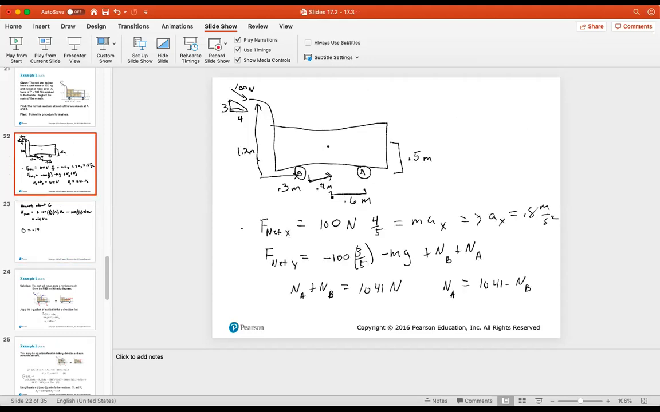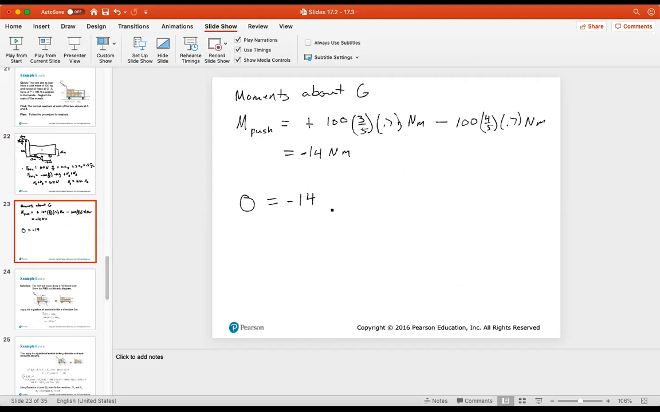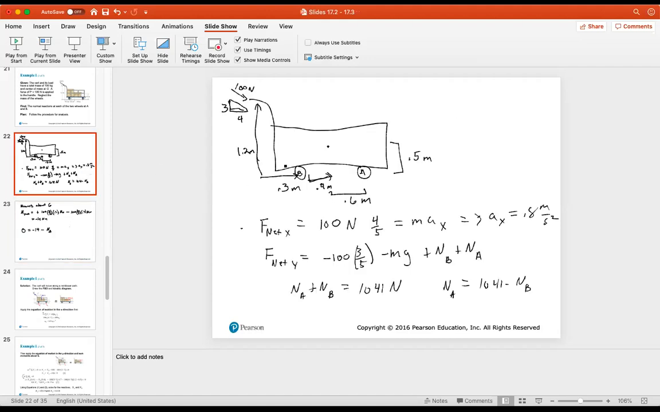So now I look at this, and I see that wheel B pushes up, and that makes it want to rotate in a clockwise rotation, so that'll be a negative. And that was going to be the normal force at B, and perpendicular distance is going to be 0.4.